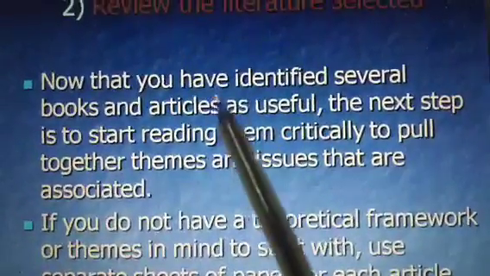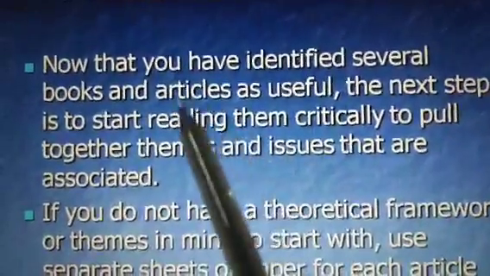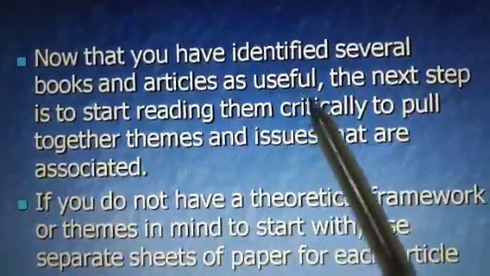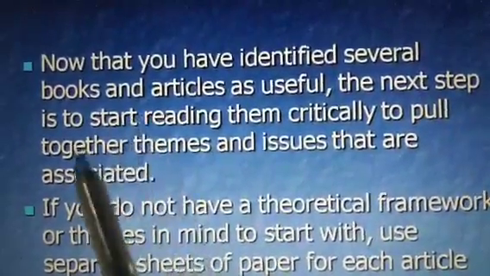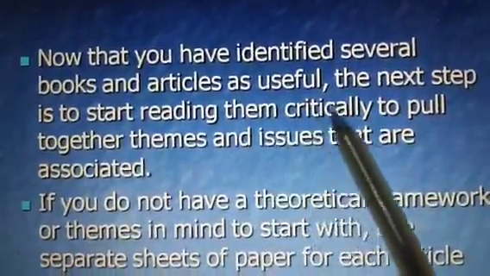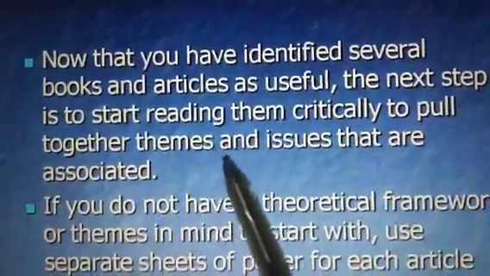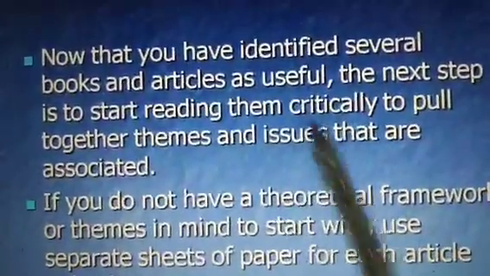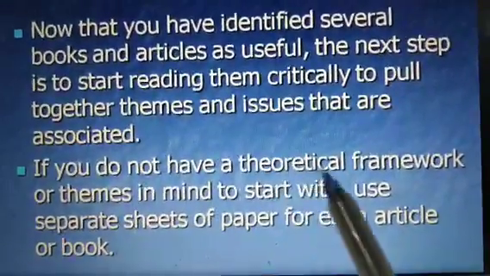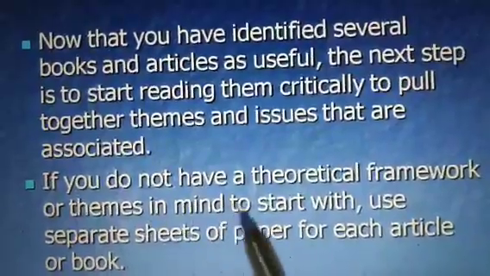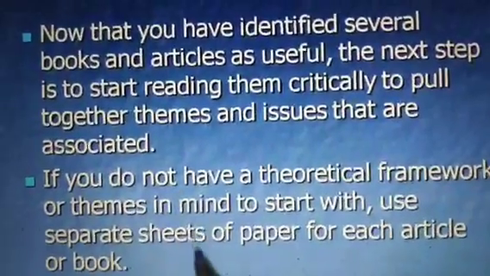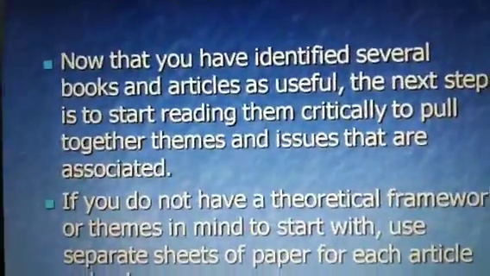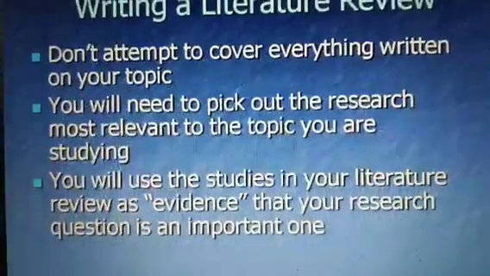And the second one is to review the literature selected. Now that you have identified several books and articles as useful, the next step, dear student, is to start reading them critically to pull together themes and issues that are associated. This is very much important. If you do not have a theoretical framework or themes in mind to start with, use separate sheets of paper for each article or book. So these two you can practice while reviewing the literature.